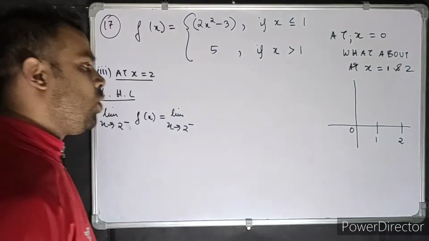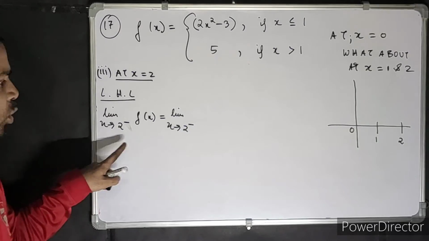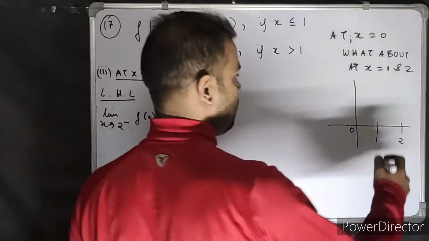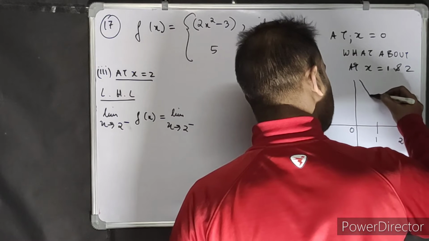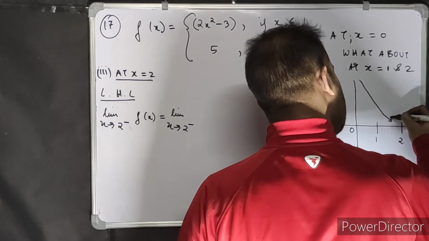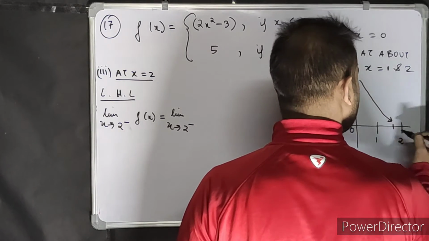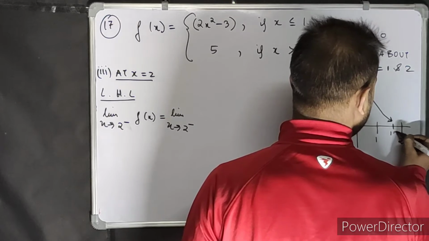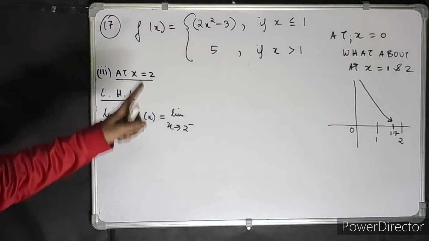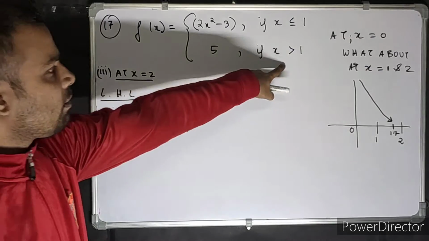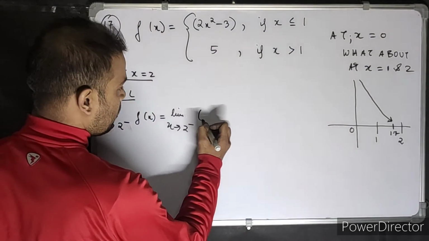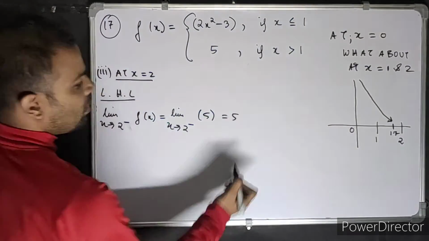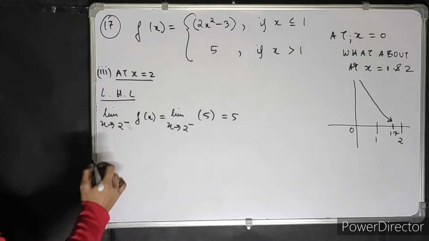This is a 0. Now look, it's approaching 2 from the negative side. If the graph approaches 2 from the negative side, it's still greater than 1. Say somewhere over here, say 1.7, still greater than 1, right? So the value will be 5.